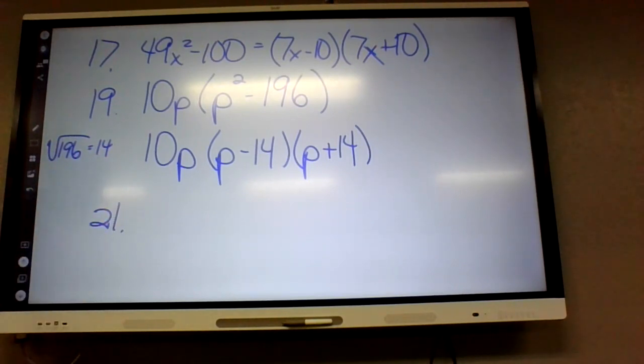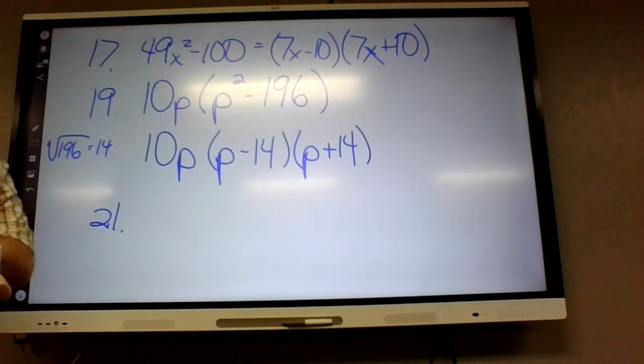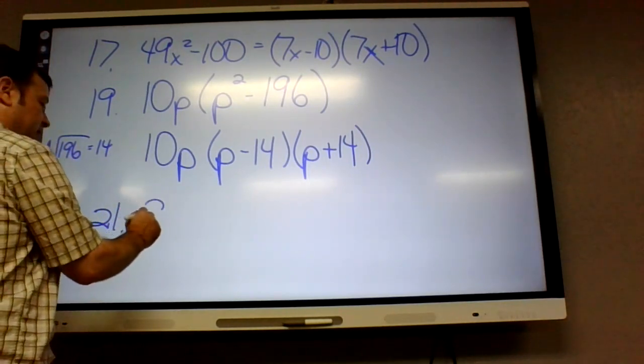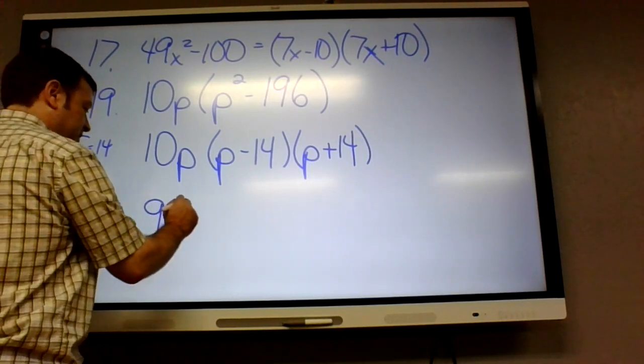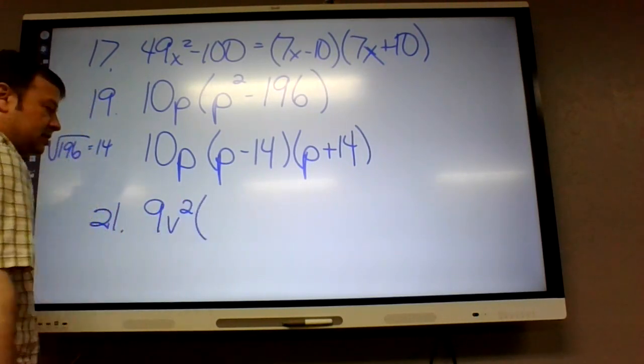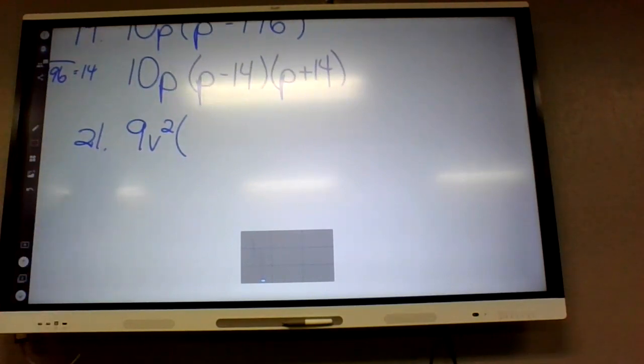Okay. Last one on this page. Can we take anything out of 81 and 900? 9. 9 times 9. Anyway, yeah, let's take a 9 out. Any letters come out of that? V squared. You're right. They both have at least a v squared. So we can take a v squared out.